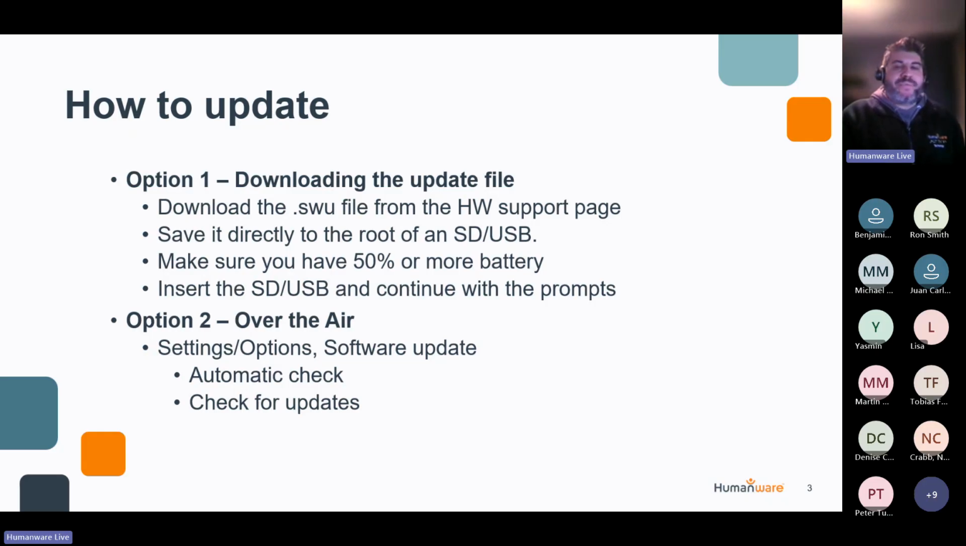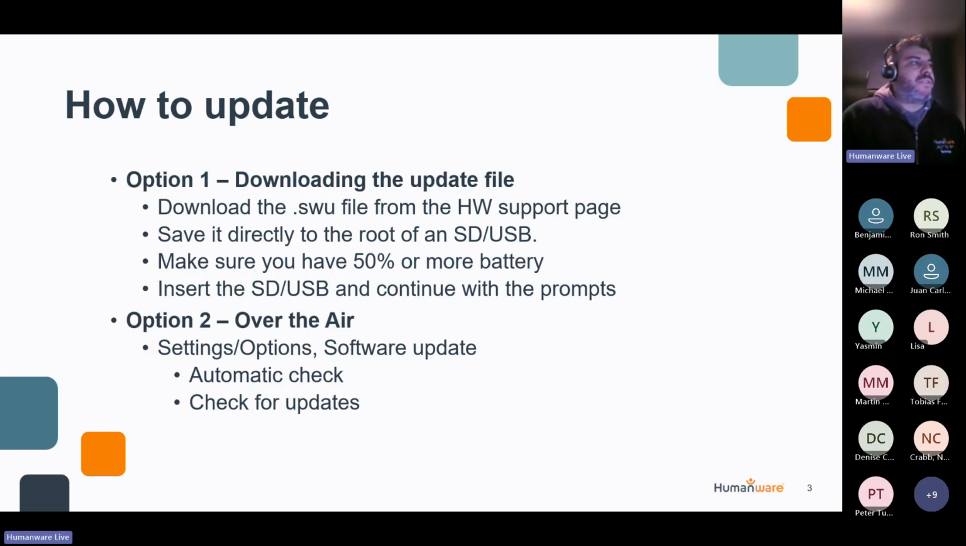Option 2 is by far the easiest method to update, which is over the air. Of course, you'll need to be connected to the internet. So firstly, make sure you are connected to the internet. And if you go to settings or options, so if you've got the Mantis, you'd go to settings.